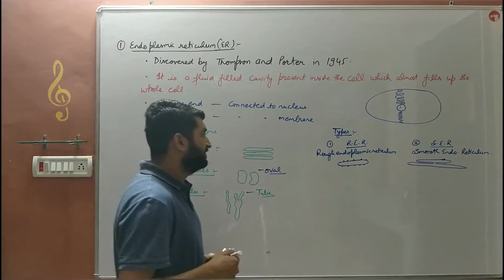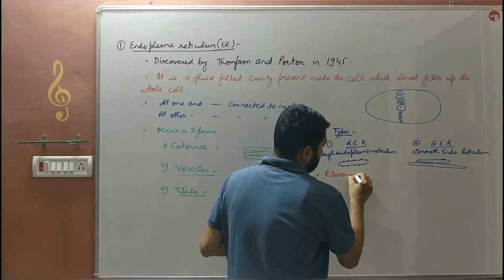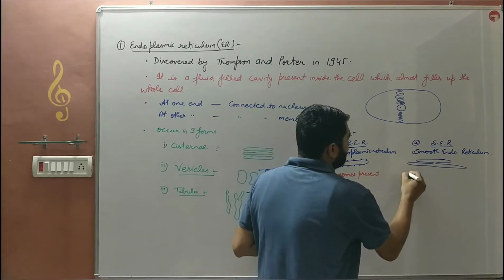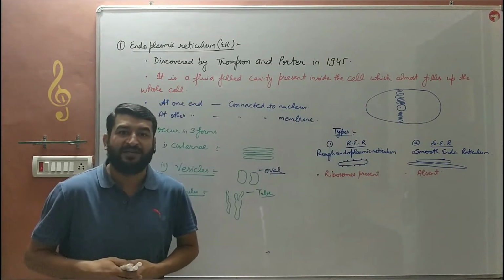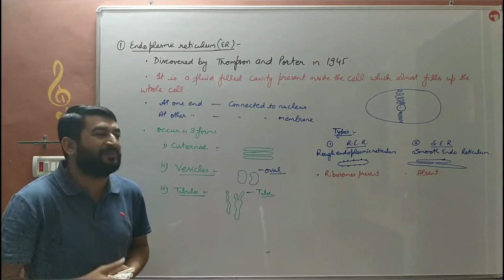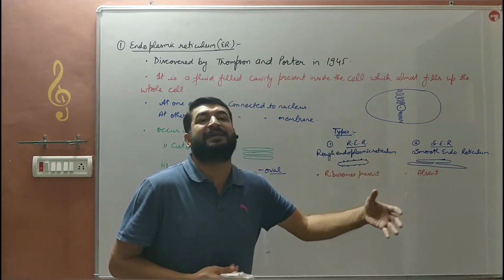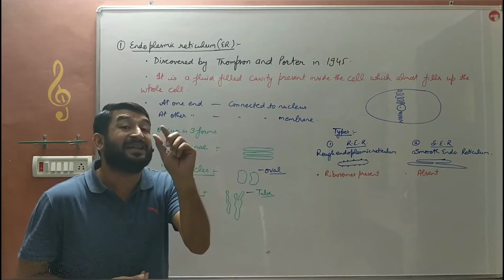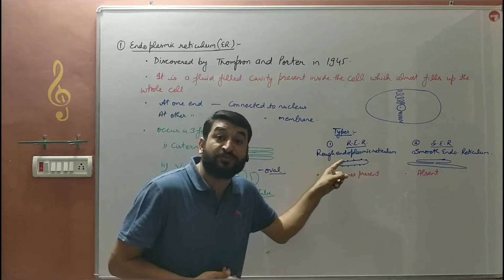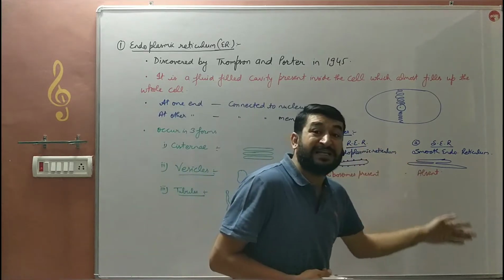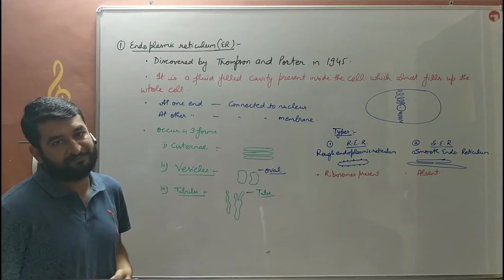So first difference is, why is it rough? Because ribosomes are present. Whereas in smooth, ribosomes are absent. That is why its surface is smooth, bache. Small tiny granular structures are present on the rough endoplasmic reticulum. That is why it is also referred to as granular endoplasmic reticulum. Granular means danedar. And those granular structures which are present on the rough endoplasmic reticulum are ribosomes. Whereas smooth endoplasmic reticulum is devoid of these granular structures named ribosomes.